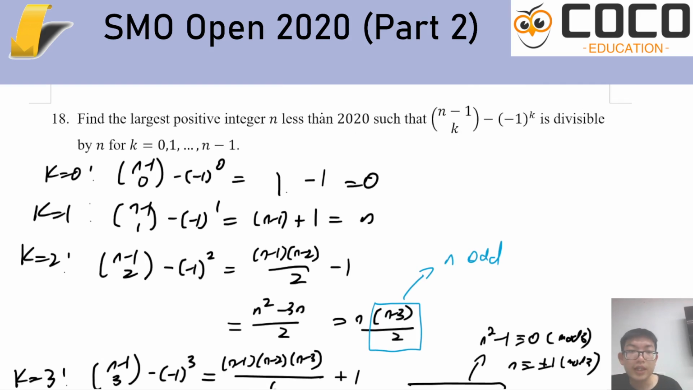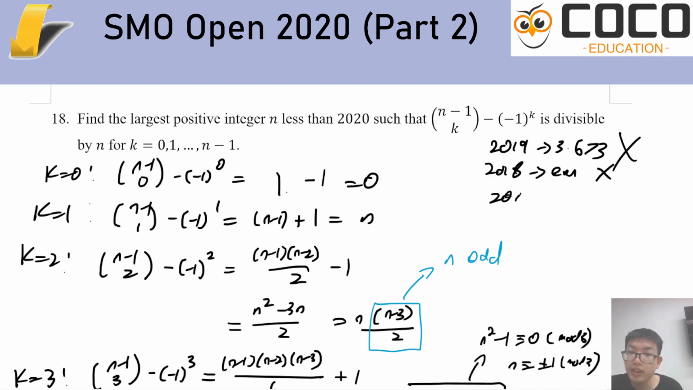I know I'm going less than 2020, right? So 2019 is divisible by 3. That's excluded. 2018 is even, so that's excluded. And 2017 is prime. So maybe 2017 works. I don't even need to know that it works for all primes. I just need it to work for 2017. But let's just try to write it in terms of p, because there's nothing interesting about 2017 other than the fact that it is prime.